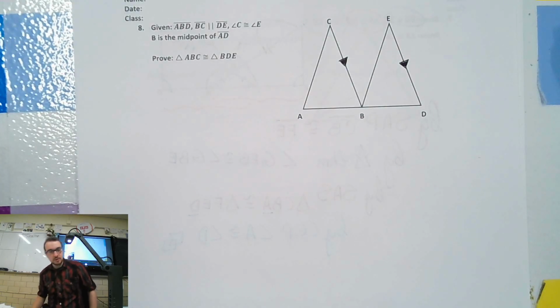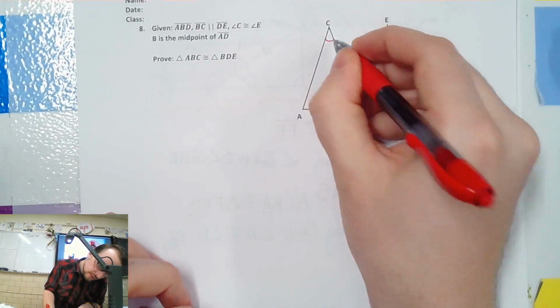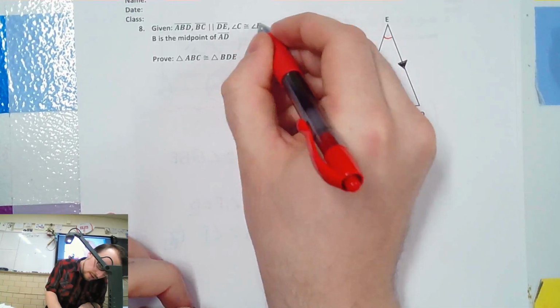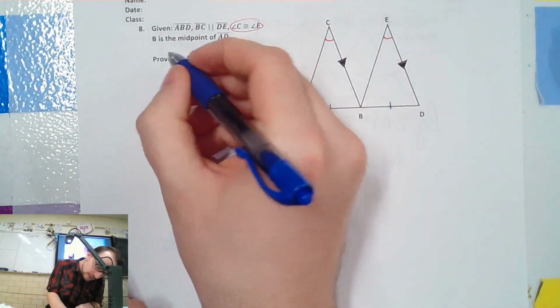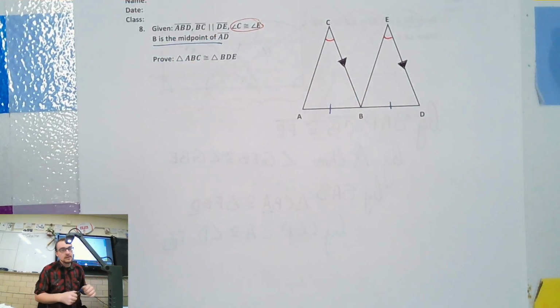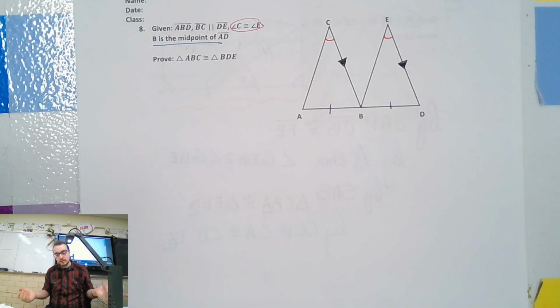Alright, so these two are parallel. Let's see if they're the same. D is the midpoint. But what you can see. Alright, you ready to see it? Once you see it, you're gonna be like, what?